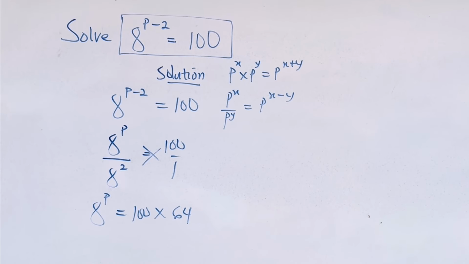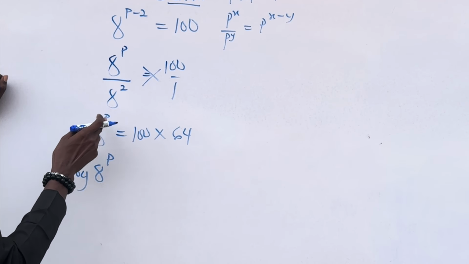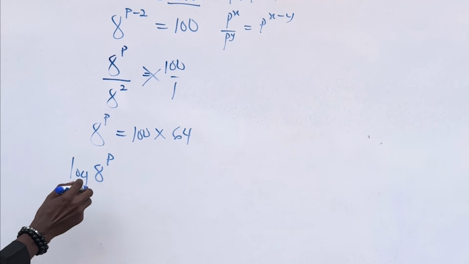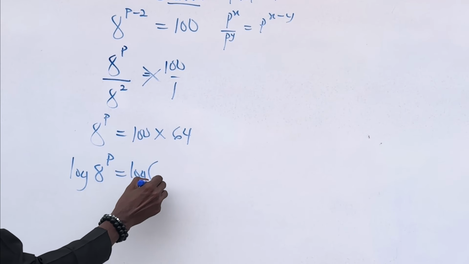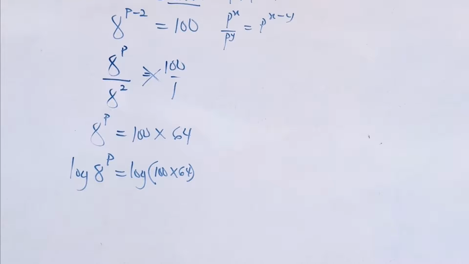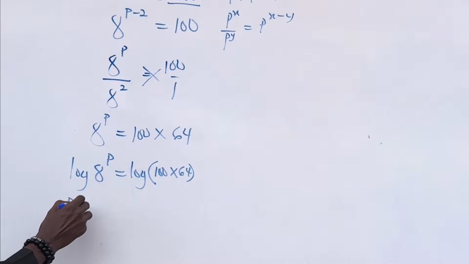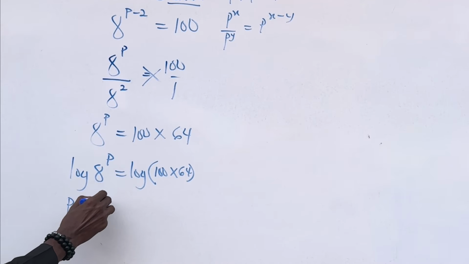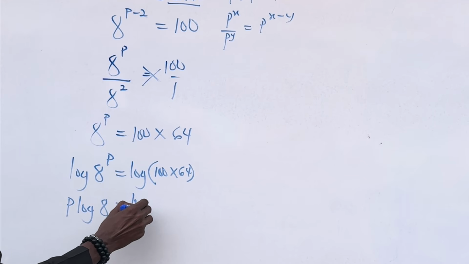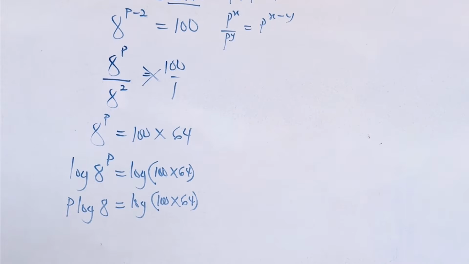Okay. So we can introduce logarithms to both sides. So log of 8 raised to the power p, because logarithm can allow us to bring this p down, equals log of what we have here, 100 multiplied by 64. Okay, so let's apply this. So p log 8 will be equal to log of 100 multiplied by 64.